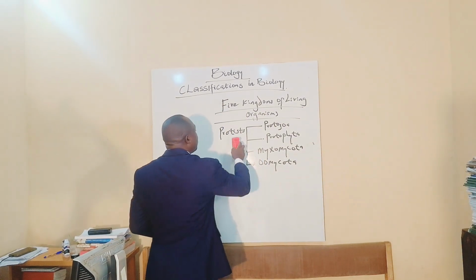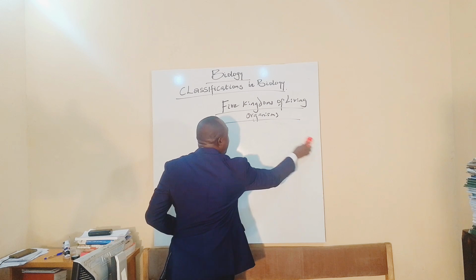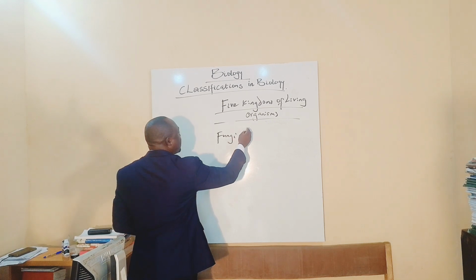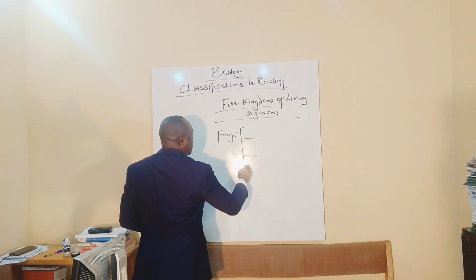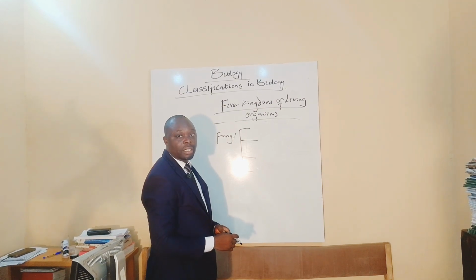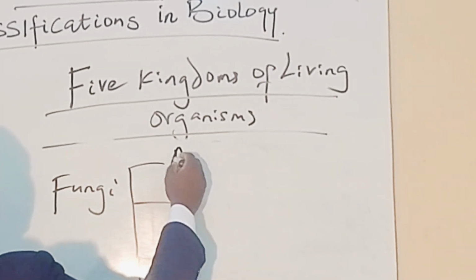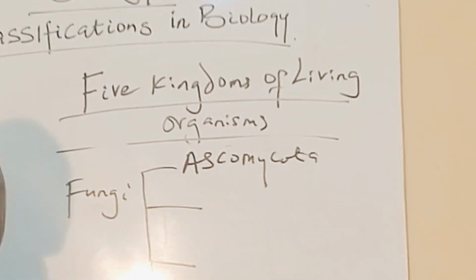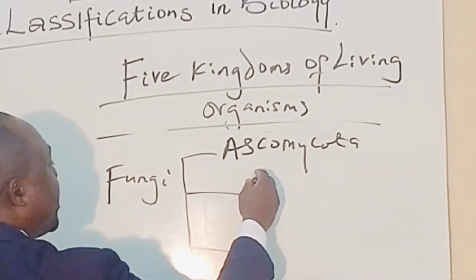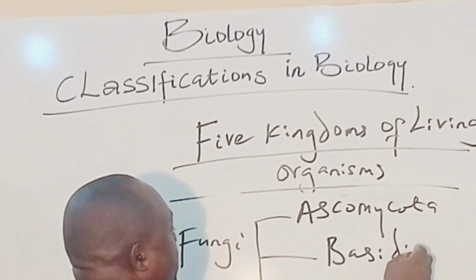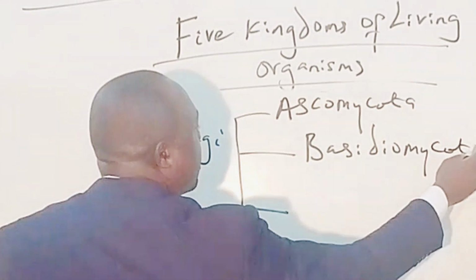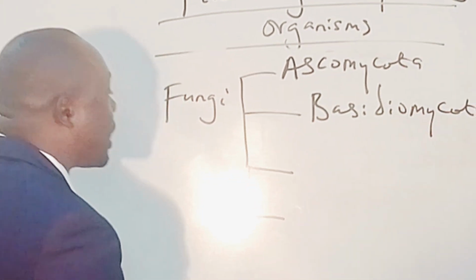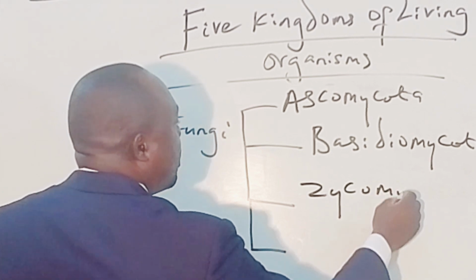The next kingdom is the kingdom fungi. The fungi comprises the following: 1, the ascomycota, 2, basidiomycota, 3, zygomycota.